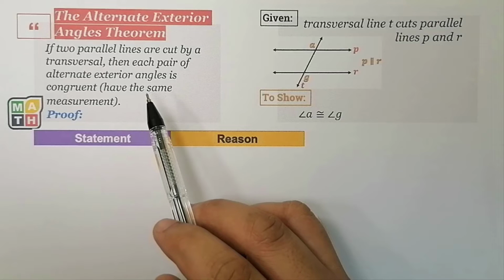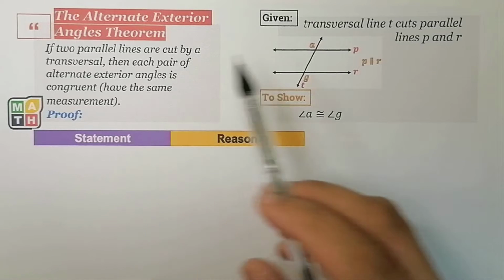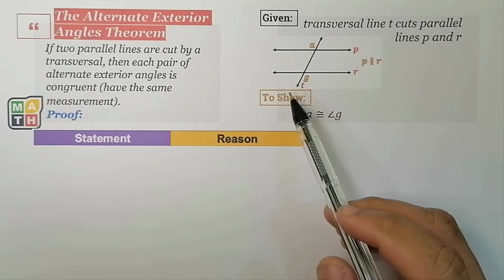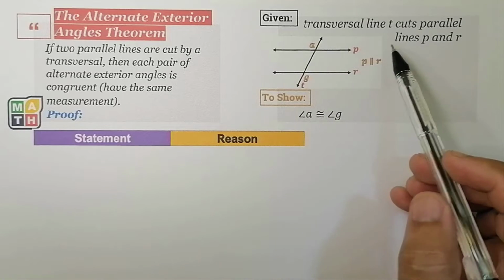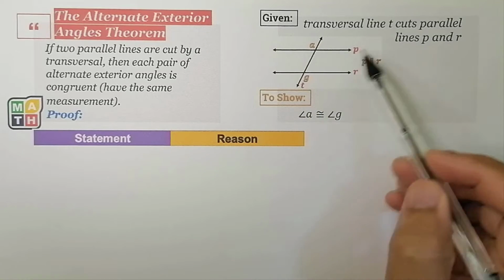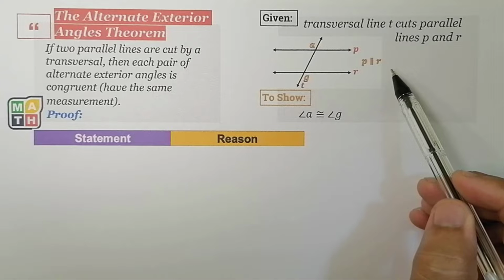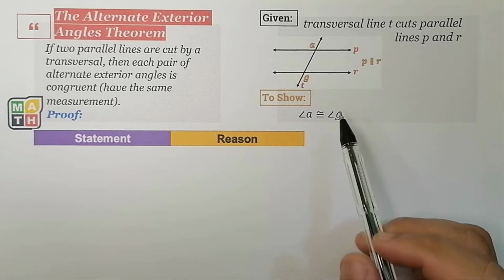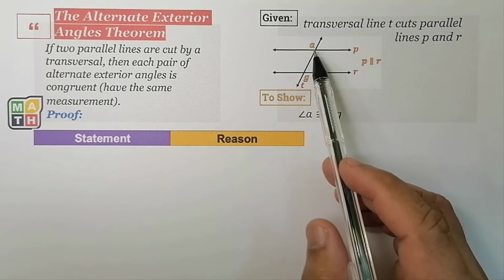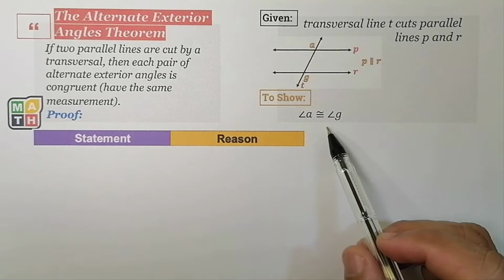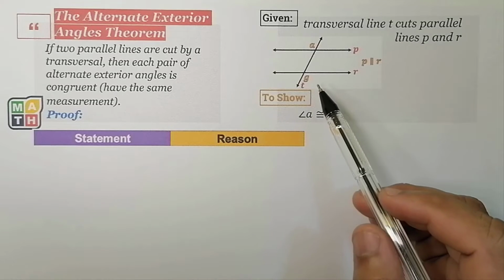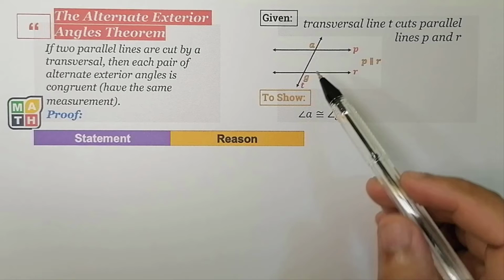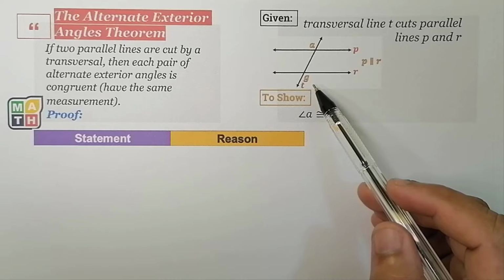To show this theorem, we need to come up with this situation here, where transversal line T cuts parallel lines P and R. And then we need to show that angle A is congruent to angle G, since they are what we call alternate exterior angles.